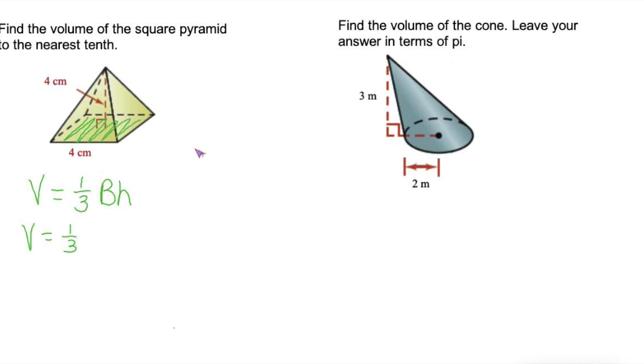Okay, how do you find the area of the square? The square looks like this. It's 4 on every side. So I know the area of the square is the side length squared. So I'm going to take that side length 4 and square it. Then times the height, which is the height of the pyramid, which is also 4.